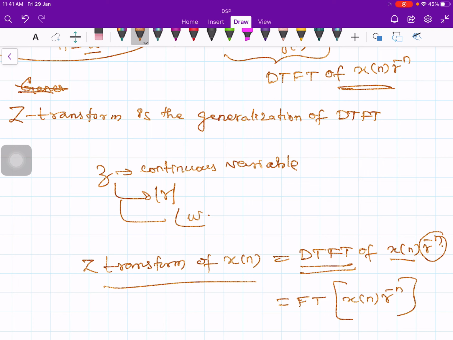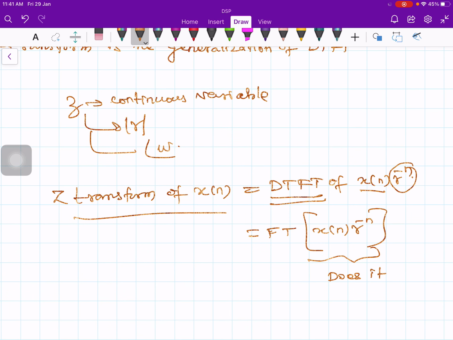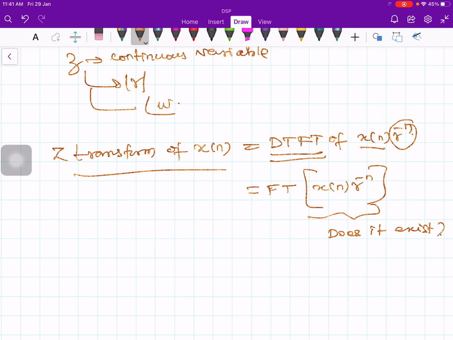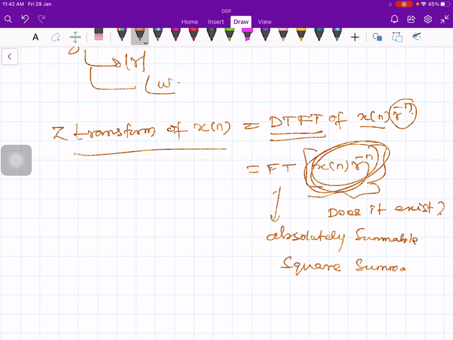And naturally the question of existence comes. Now the question is, does it exist? Because in DTFT we need to make sure whether the convergence occurs or not, whether it exists or not. Obviously, one of the sufficient conditions, if you recall, would be that the new sequence x of n times r to the minus n, where this r to the minus n is artificially introduced, has a convergence factor r to the minus n. Now you have to see whether this x of n times r to the minus n is absolutely summable or square summable. That is one important point.